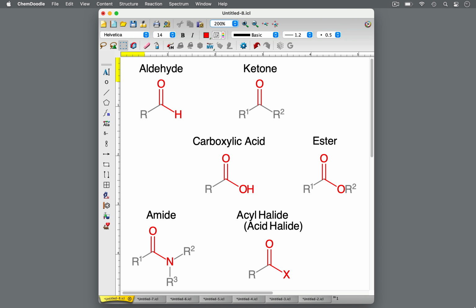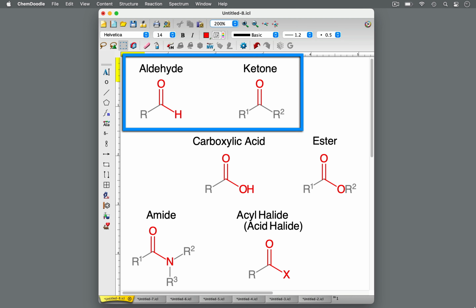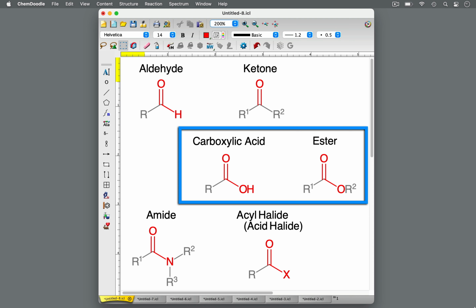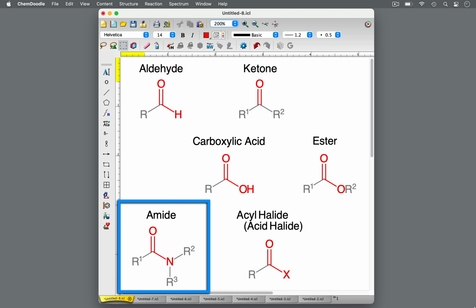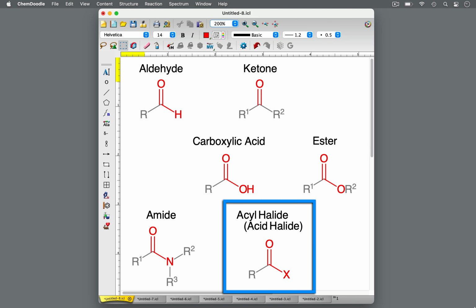You've learned that there are important functional groups that incorporate a carbonyl group. The most basic ones include aldehydes and ketones. Incorporating a single bonded oxygen yields carboxylic acids and its derivative esters. Integrating nitrogen with a carbonyl group produces amides, and acyl halides include halogens. Being able to identify these functional groups can help you to name a molecule and predict its chemical properties and reactivity.